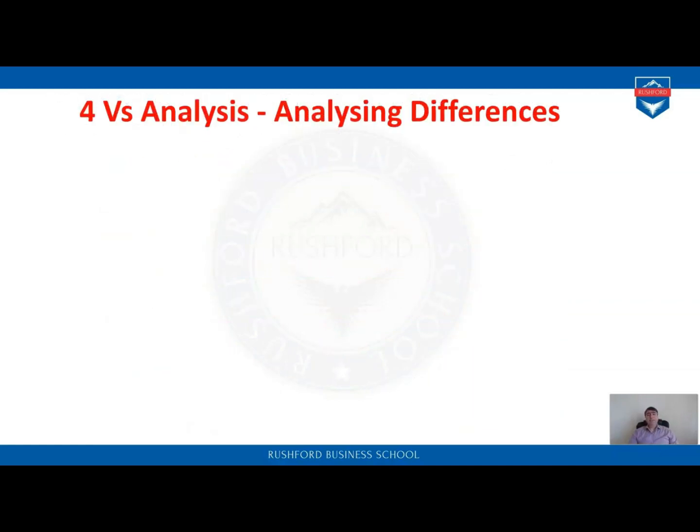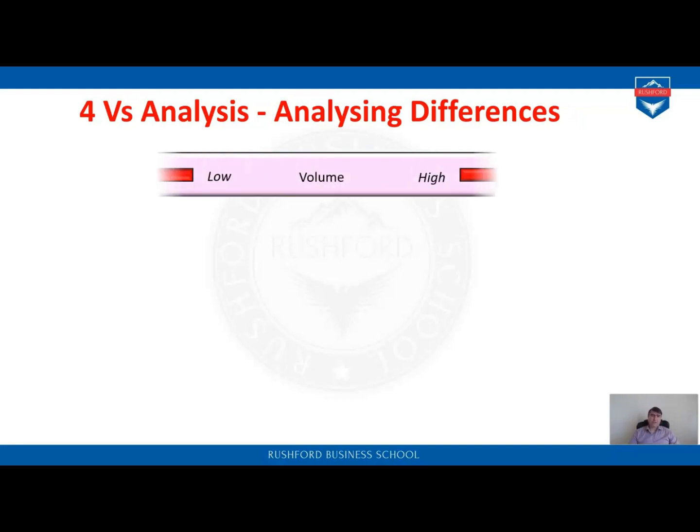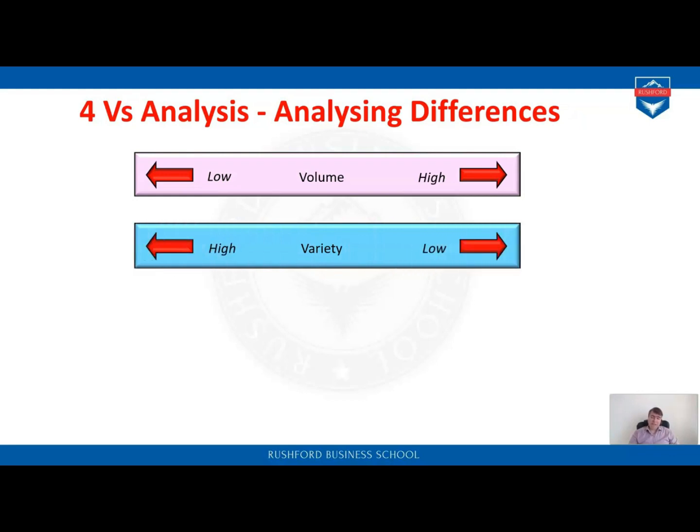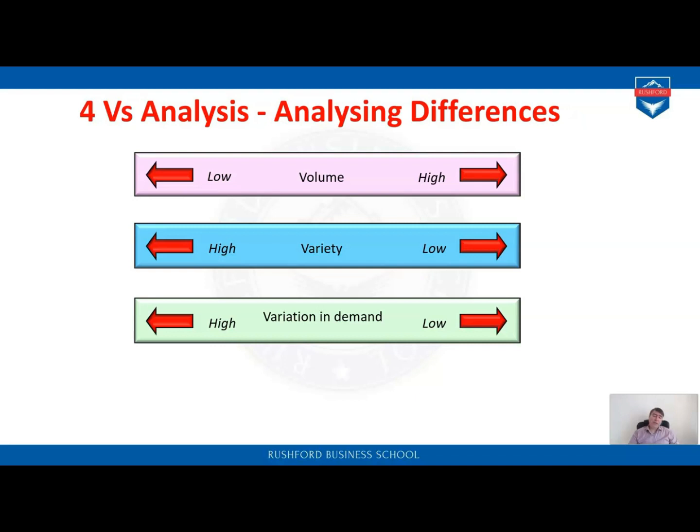Another way to analyze your operations and find out the differences and varieties is what we call the 4Vs analysis or 4Vs model. This is a very good model. When you are analyzing operations, you can check the volume: is it high or low volume? Variety: is it high variety or low variety? And variation in demand, high or low. So it gives you a very good indication of what type of operation it is, and you can compare them.